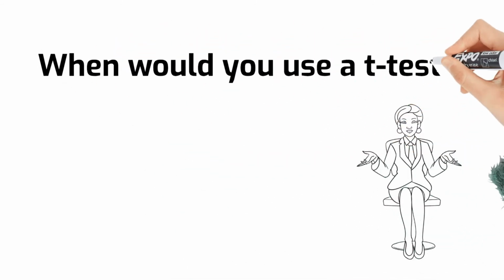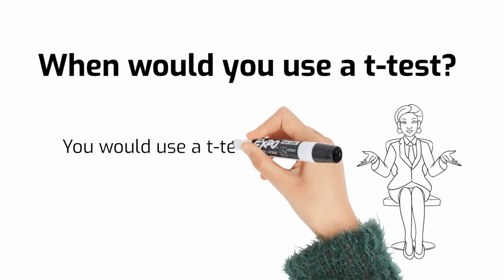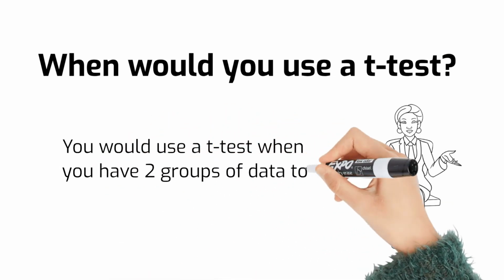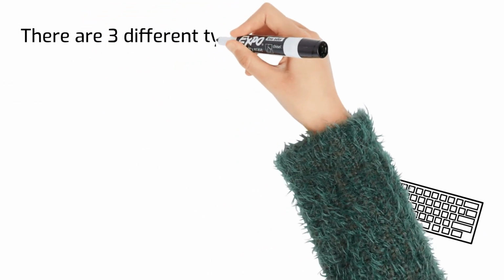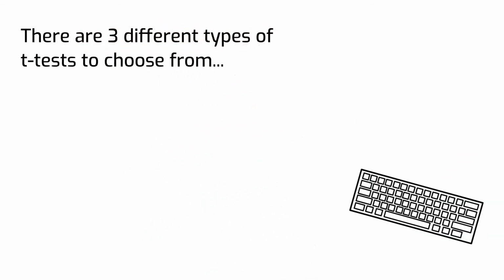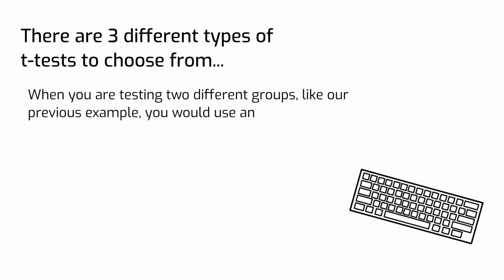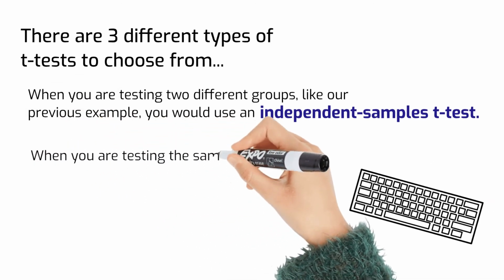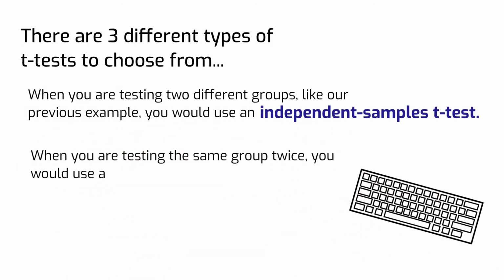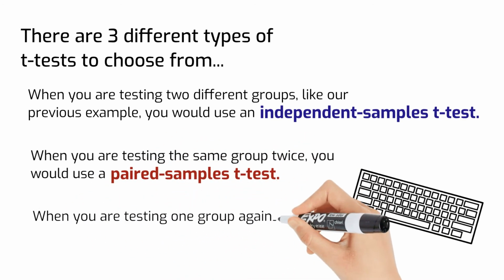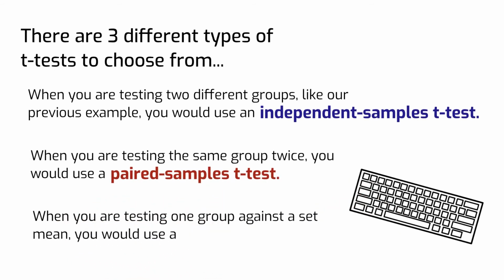When would you use a t-test? You would use a t-test when you have two groups of data to compare. There are three different types of t-tests to choose from. When you are testing two different groups, like our previous example, you would use an independent samples t-test. When you are testing the same group twice, you would use a paired samples t-test. When you are testing one group against a set mean, you would use a one sample t-test.